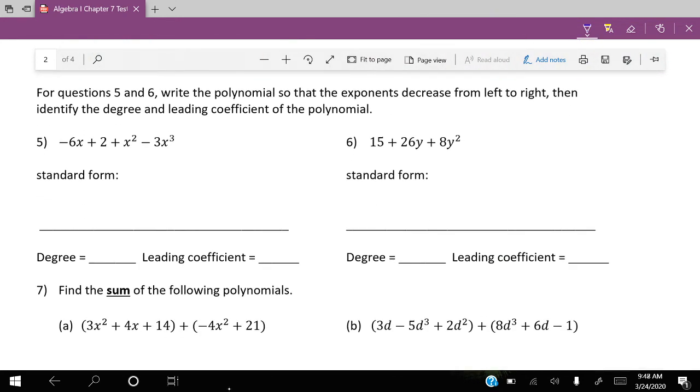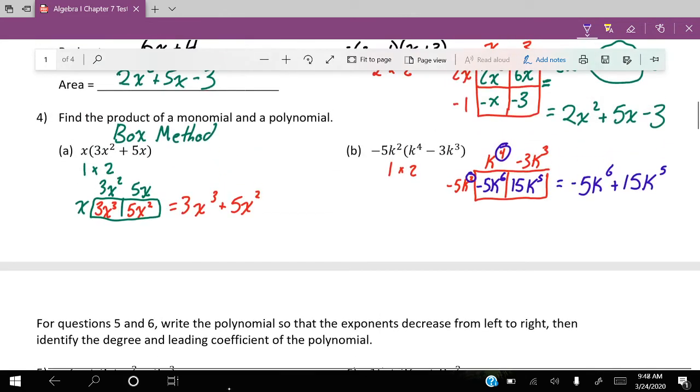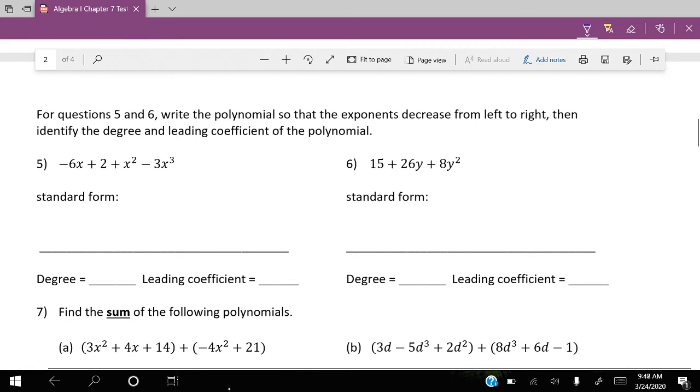It says for questions 5 and 6, write the polynomial. Okay, so what we've been doing up here, write the polynomial so that the exponents decrease from left to right. So basically we want greatest to least. All right. Then identify the degree and leading coefficient. All right, so let's go ahead and do number 5 first.